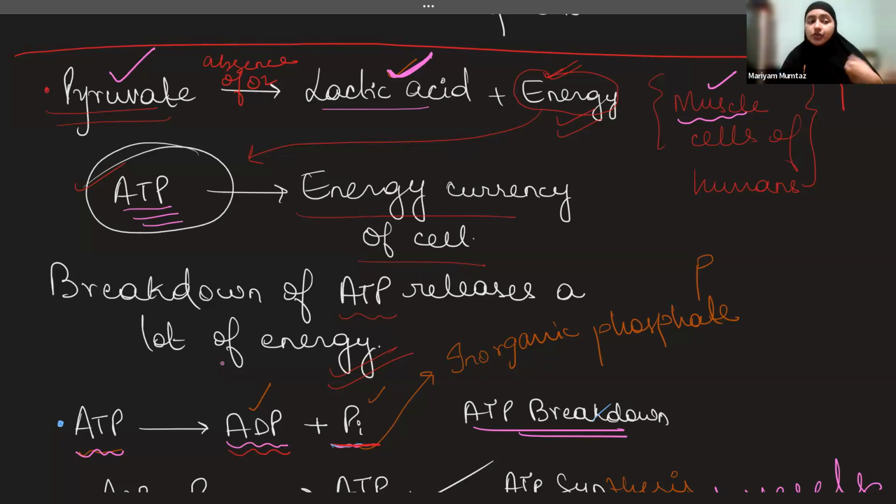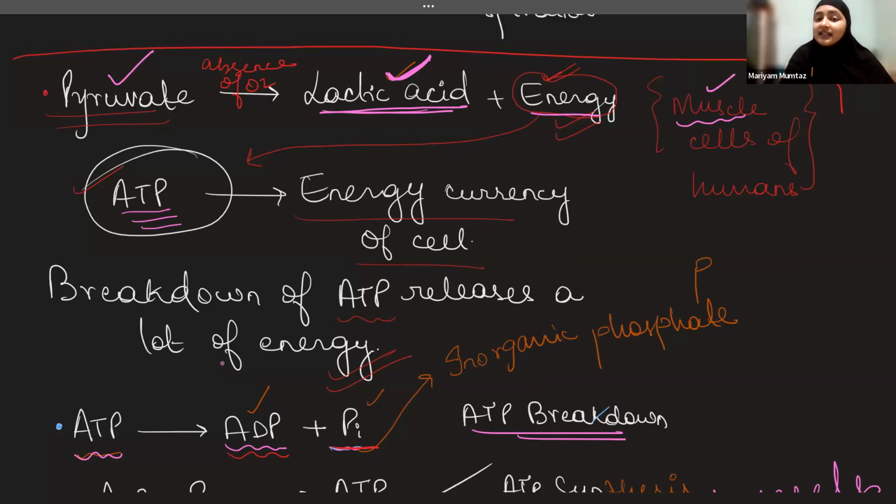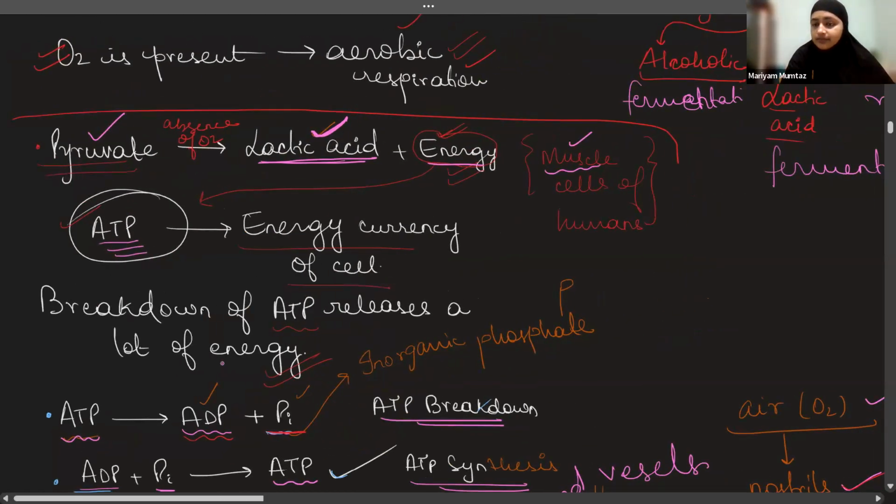It happens because during a lot of exercise, absence of oxygen takes place, meaning at that particular time, an anaerobic condition arises, because of which, in the muscle cells of humans, the pyruvic acid or the pyruvate gets converted into lactic acid along with energy. This process is known as lactic acid fermentation. Clear?